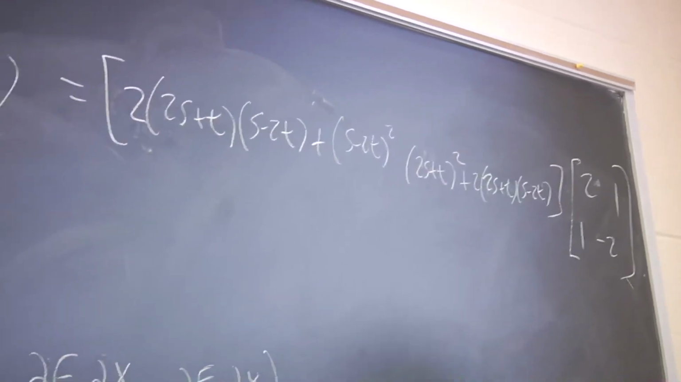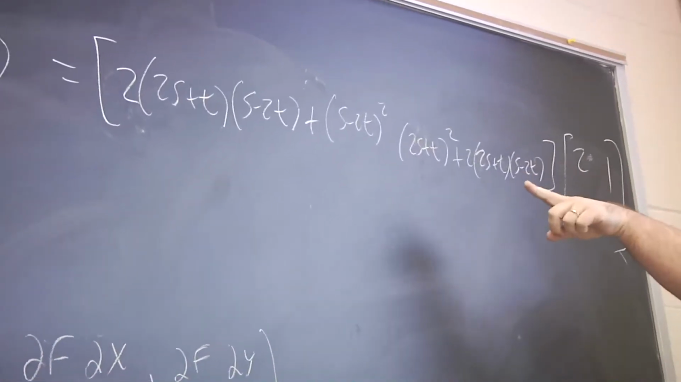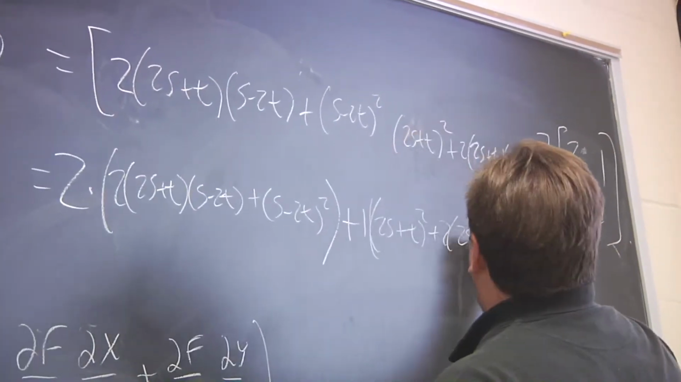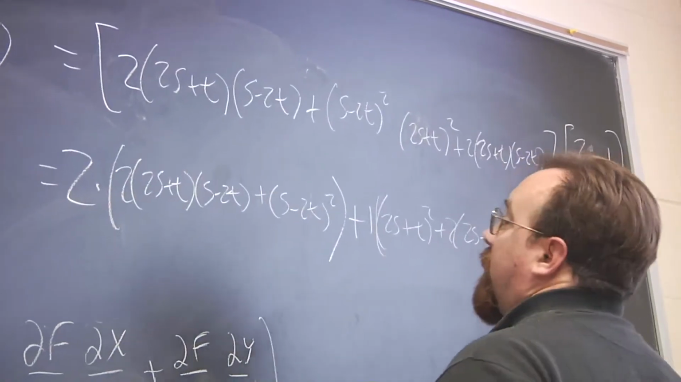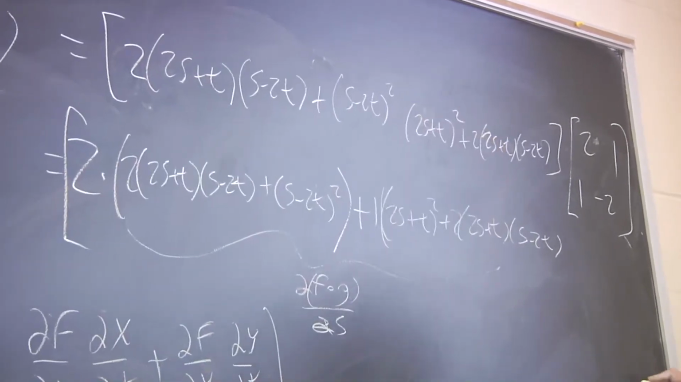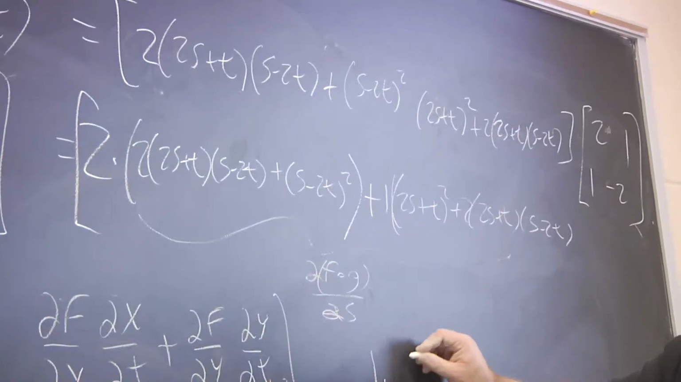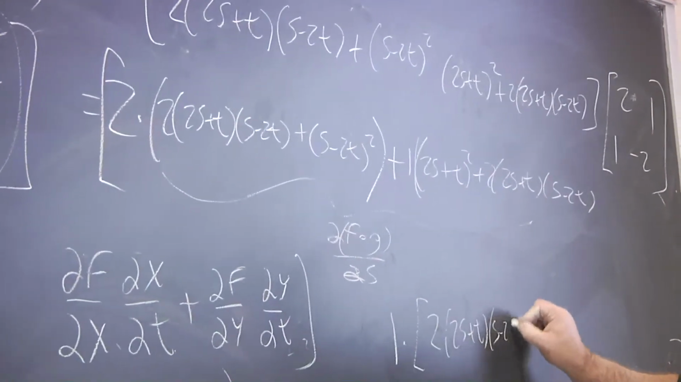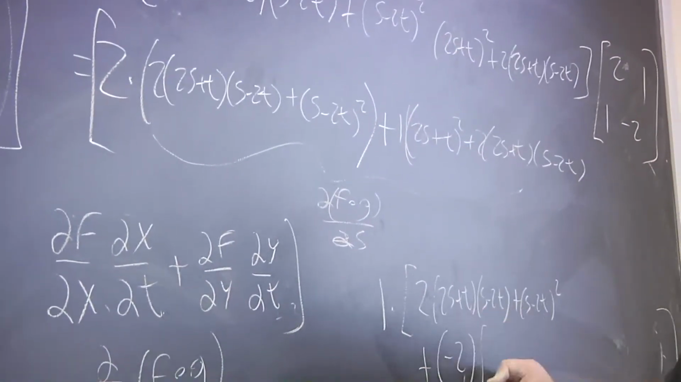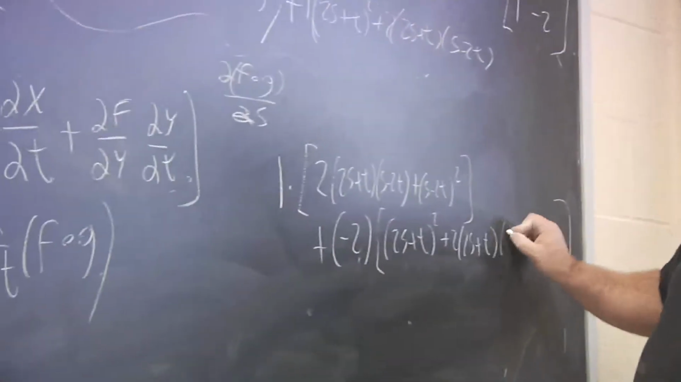So now we take the dot product of this vector with this column for the first component, and then we take the dot product of this row with this column. So we're going to get 2 times (2s plus t)(s minus 2t) plus 1 times the rest. So all of this is the derivative of the composition with respect to s. And then the other component is the dot product of this entire row with this column. So we'll have 1 times (2s plus t)(s minus 2t), plus (s minus 2t) squared, plus minus 2 times (2s plus t) squared, plus (2s plus t)(s minus 2t).